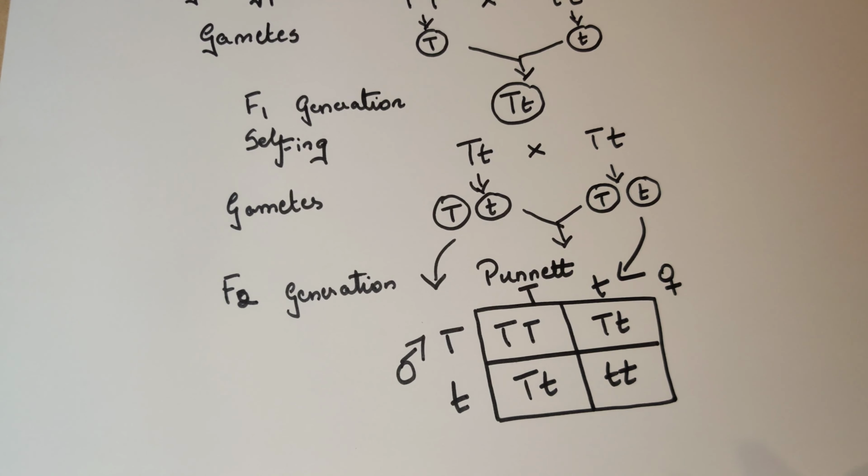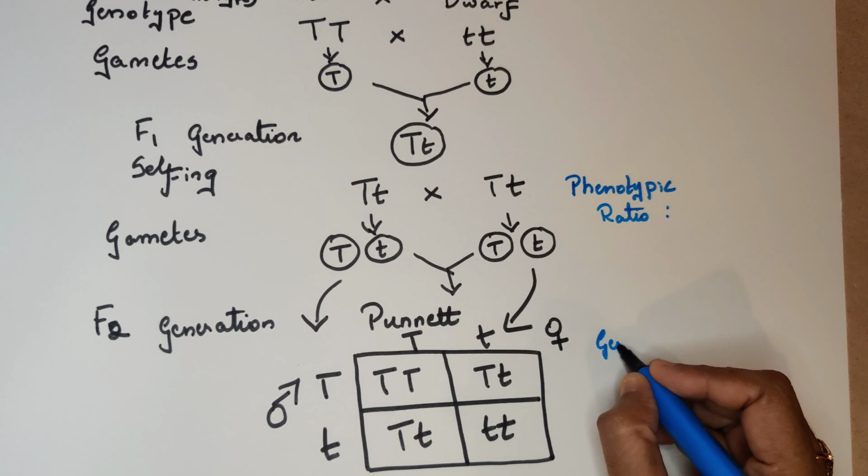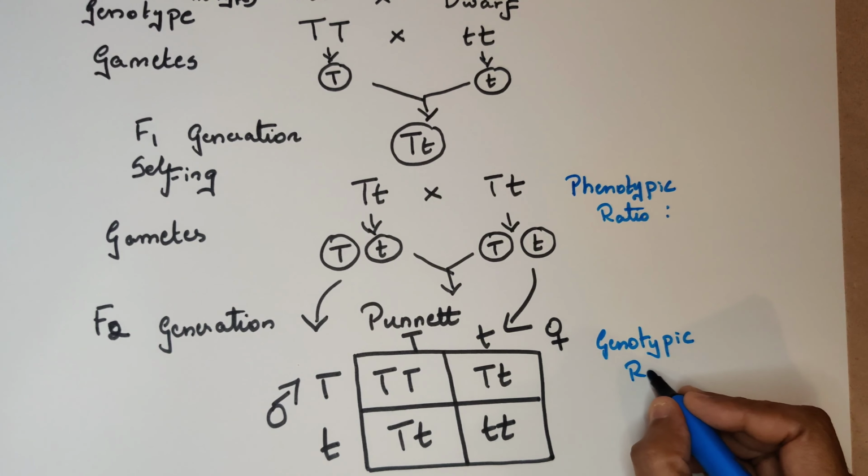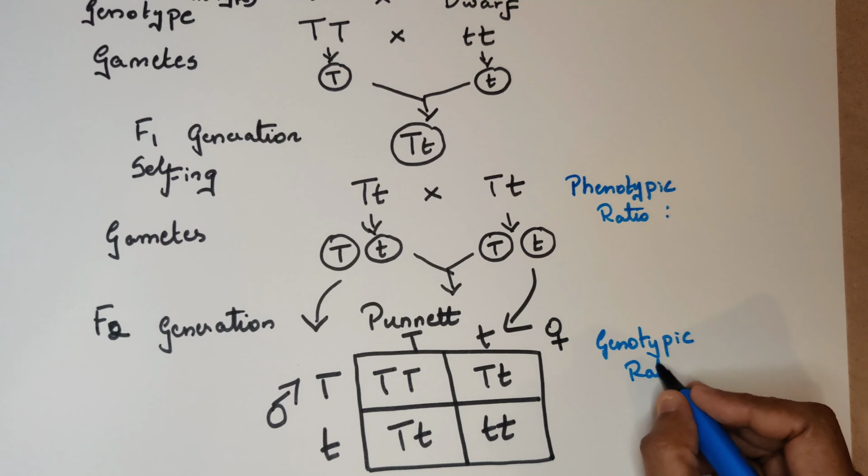So now what we are going to do, the final one is that we are going to work out the phenotype and phenotypic ratio. Then we are going to work on the genotypic ratio. With this, the cross is over. So what do you mean by phenotypic ratio?